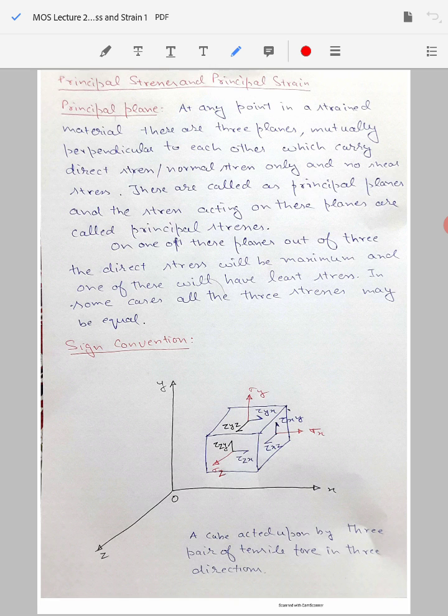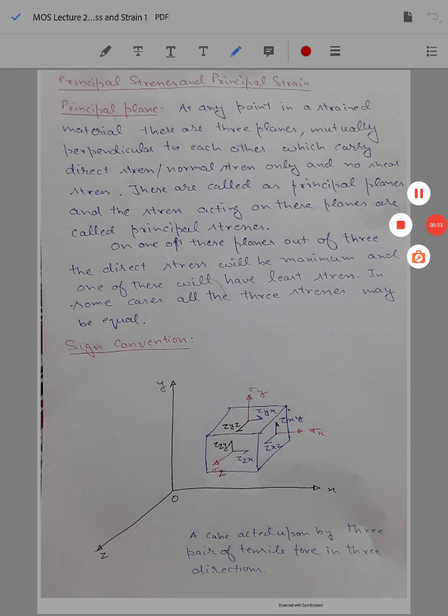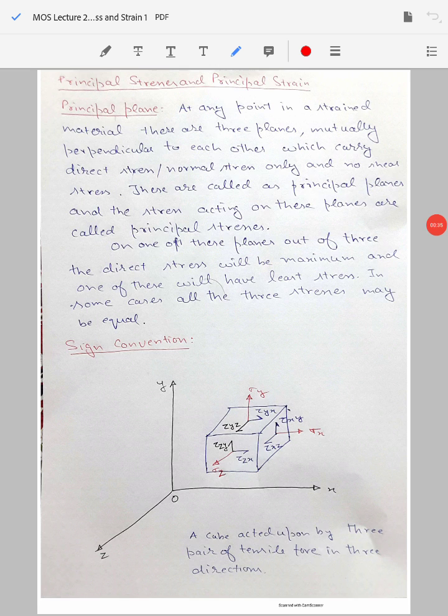The definition goes by that at any point in a strained material, there are three planes mutually perpendicular to each other which carry direct stress or the normal stress only and no shear stress. These are called the principal planes. And the stress which acts on these planes is called the principal stress.